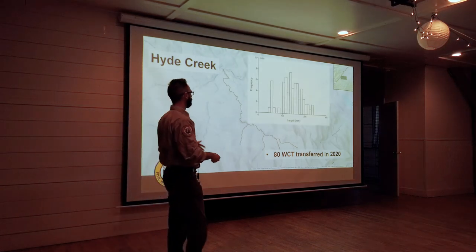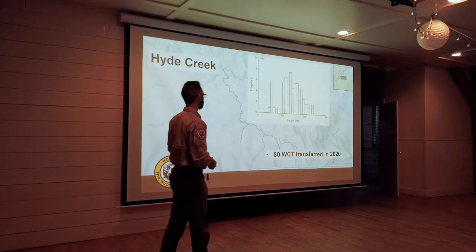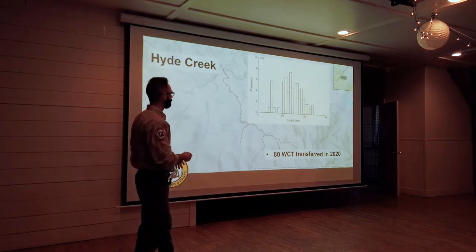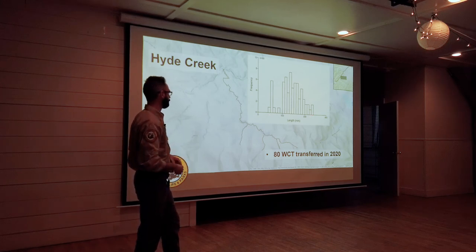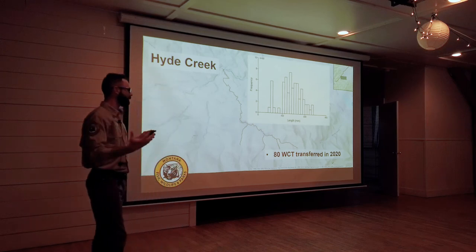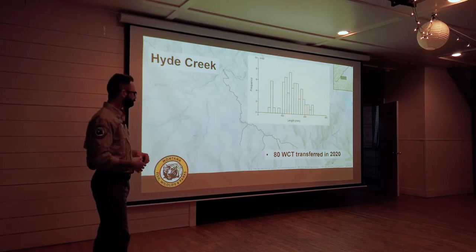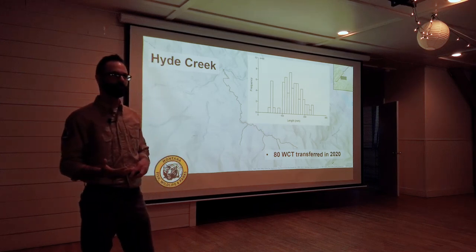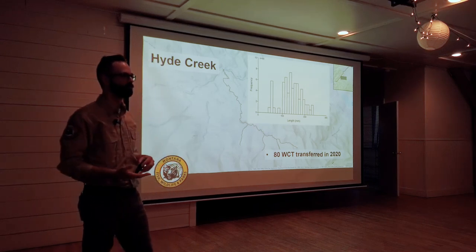This is a length frequency distribution of the Westslope Cutthroat Trout that we transferred. We got a good range of sizes, with some definite adults that are going to be able to spawn next year, and a good amount of young fish to grow up into that empty habitat. But 80 is on the lower end of where we like to start populations. We typically try to shoot for 150 fish.